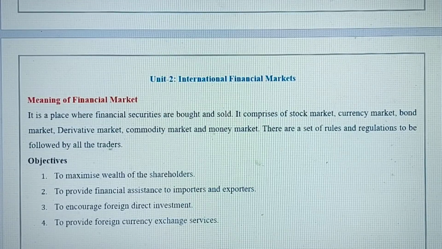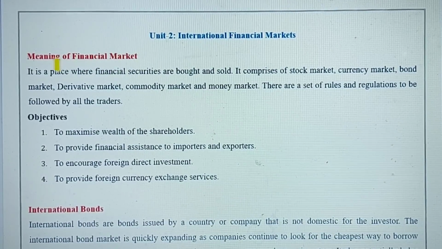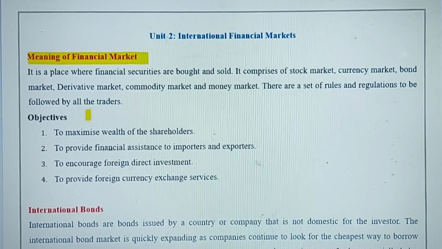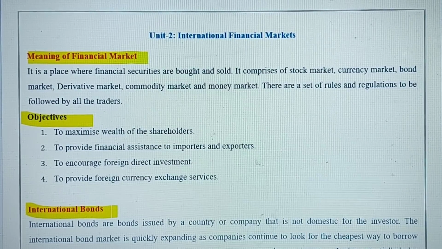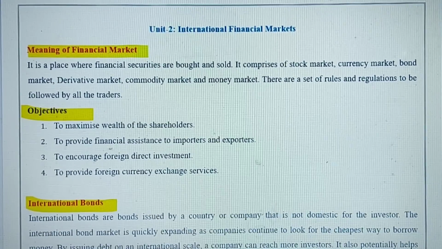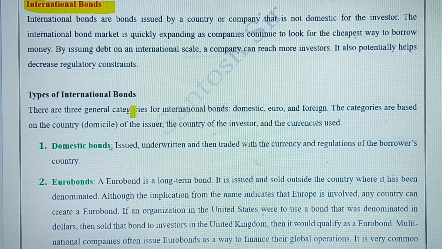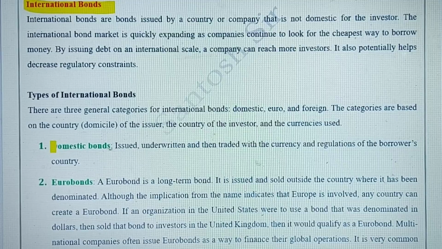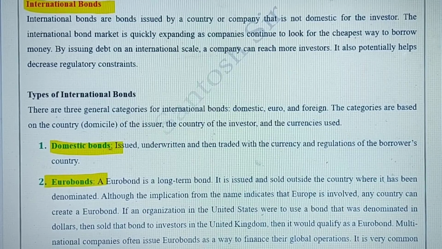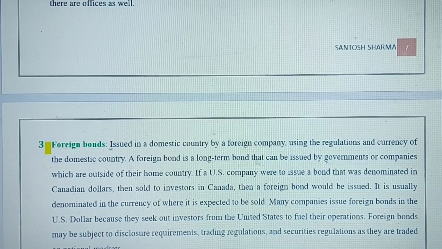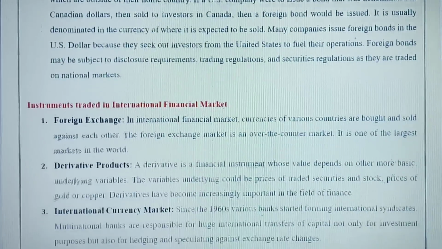Then in Unit 2, let's see a few important topics, like what is a financial market and its main objectives. Then what are international bonds, the different types of bonds which are issued, like domestic bonds, euro bonds. Then we have a few other bonds like foreign bonds. So these you need to describe in your answer.